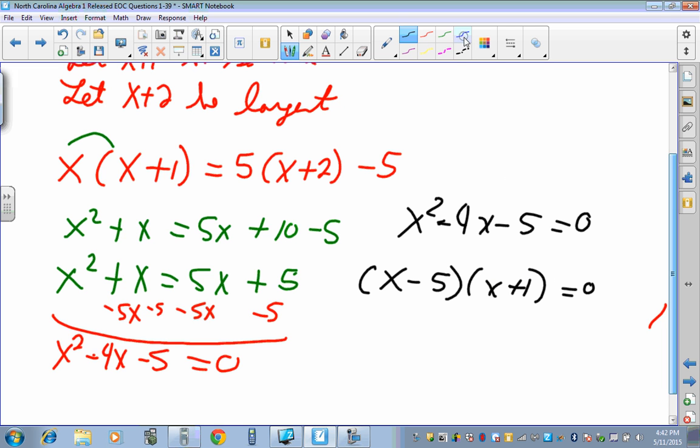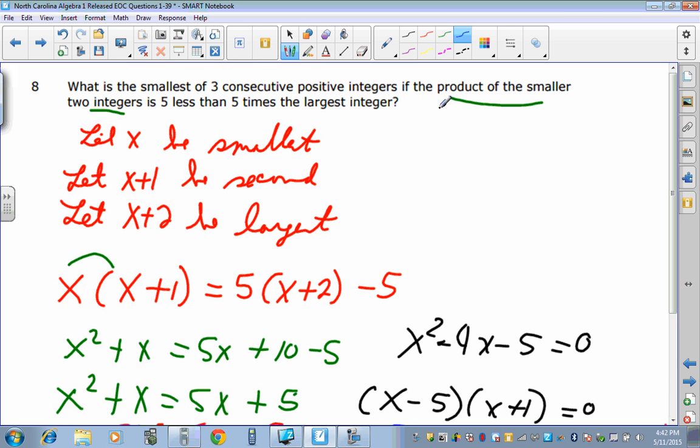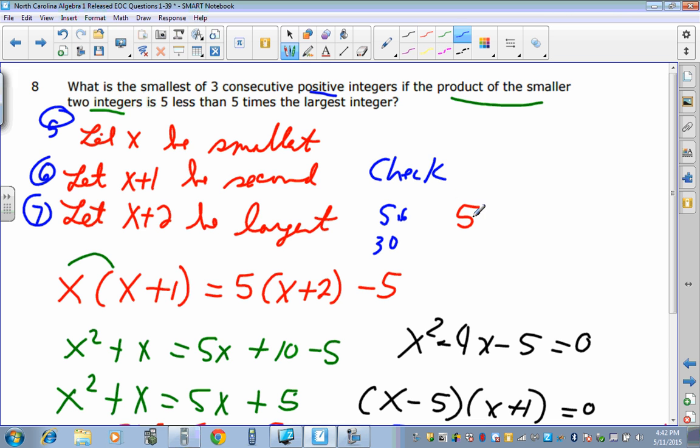We use our zero product property and we realize the zeros are 5 and negative 1. So our answers are 5 and negative 1. They want the smallest, but they want the positive, so we're going to just ignore the negative. So the smallest was 5, which was their answer. The next would be 6. The next would be 7. Just to check, the product of the smaller two numbers would be 5 times 6. That's 30. 5 less than 5 times the largest. Well, 5 times the largest would be 5 times 7, which is 35. 5 less than that would be 30. So that does work out.